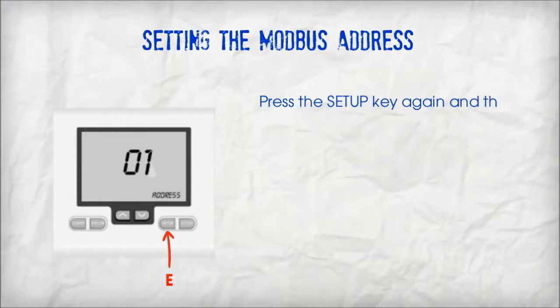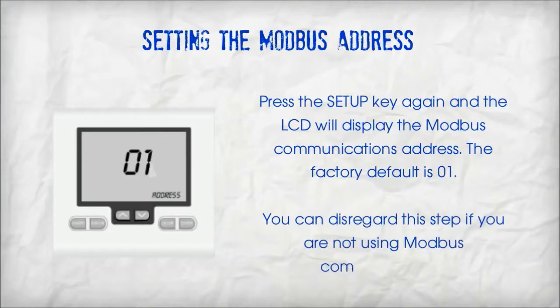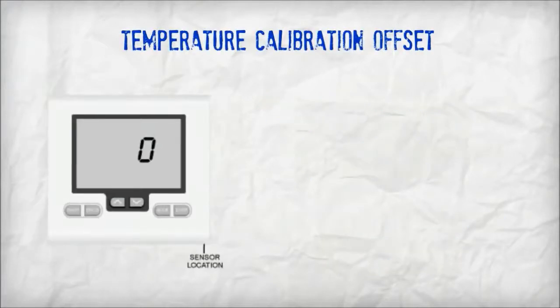Setting the MODBUS address. Press the setup key again and the LCD will display the MODBUS communications address. The factory default is 01. You can disregard this step if you are not using MODBUS communications.